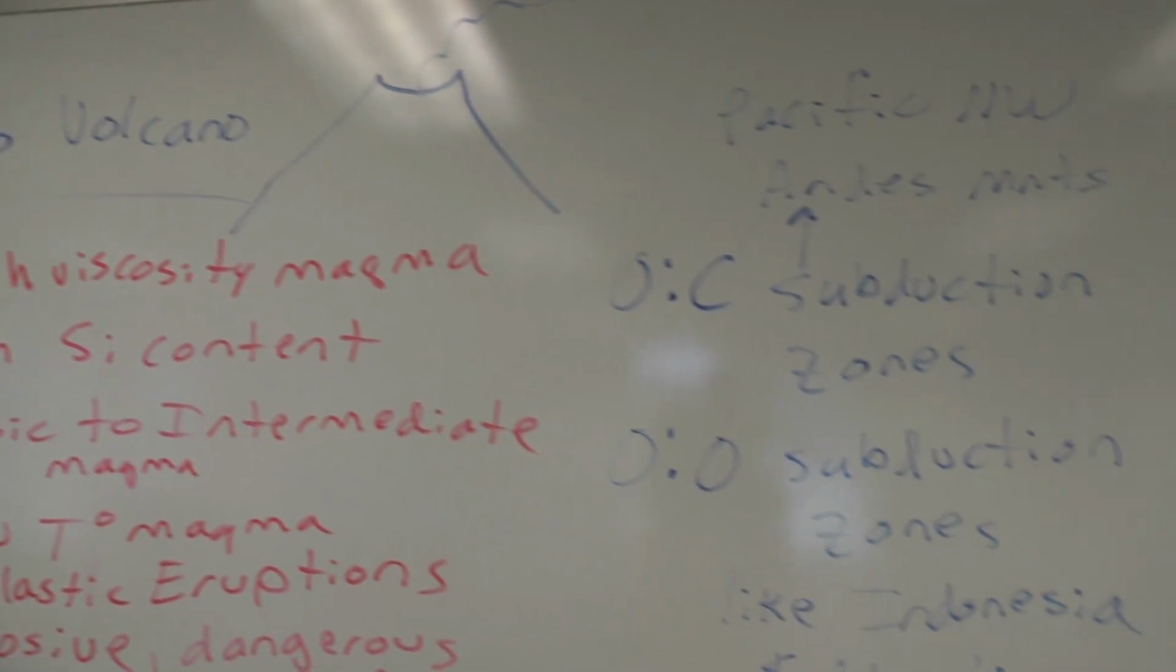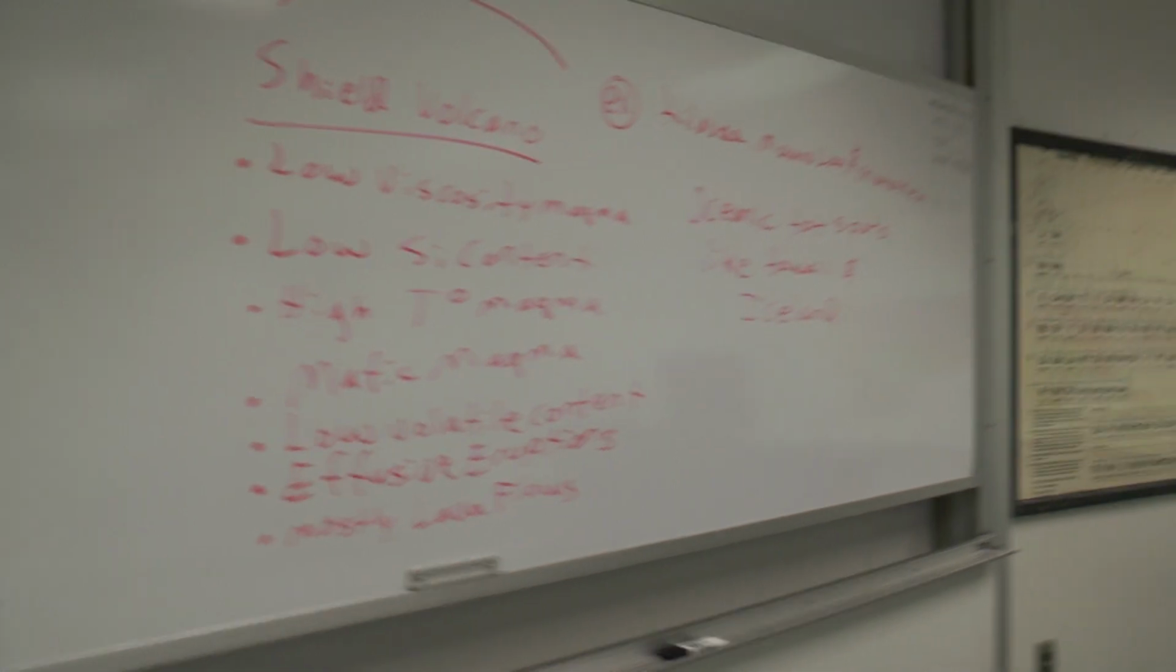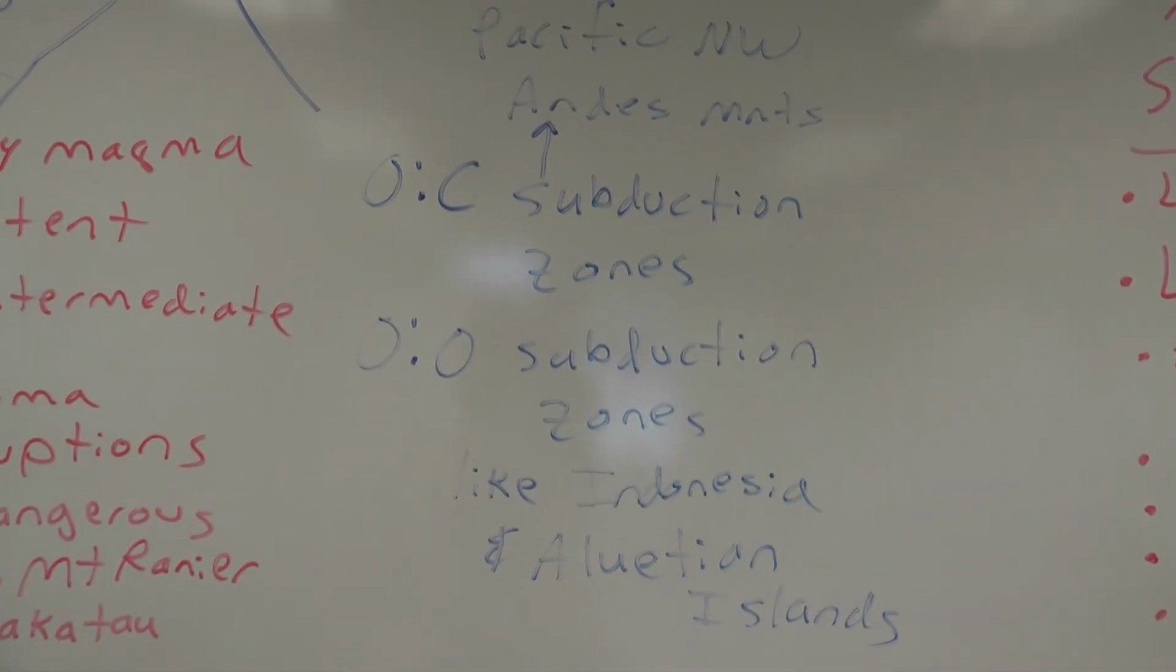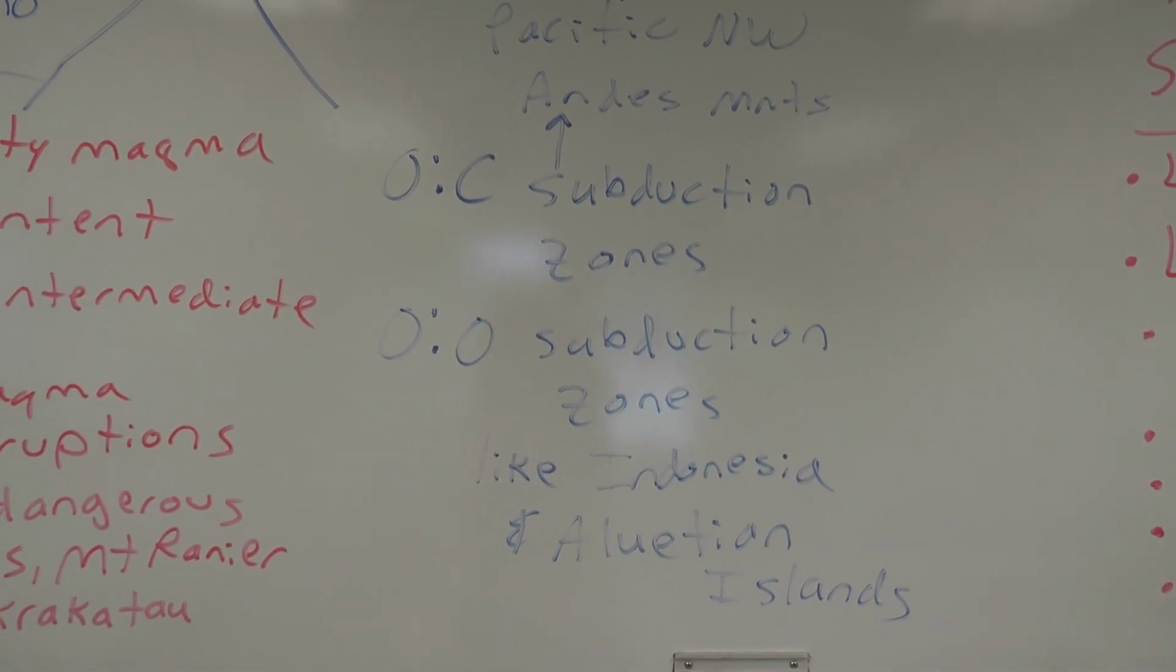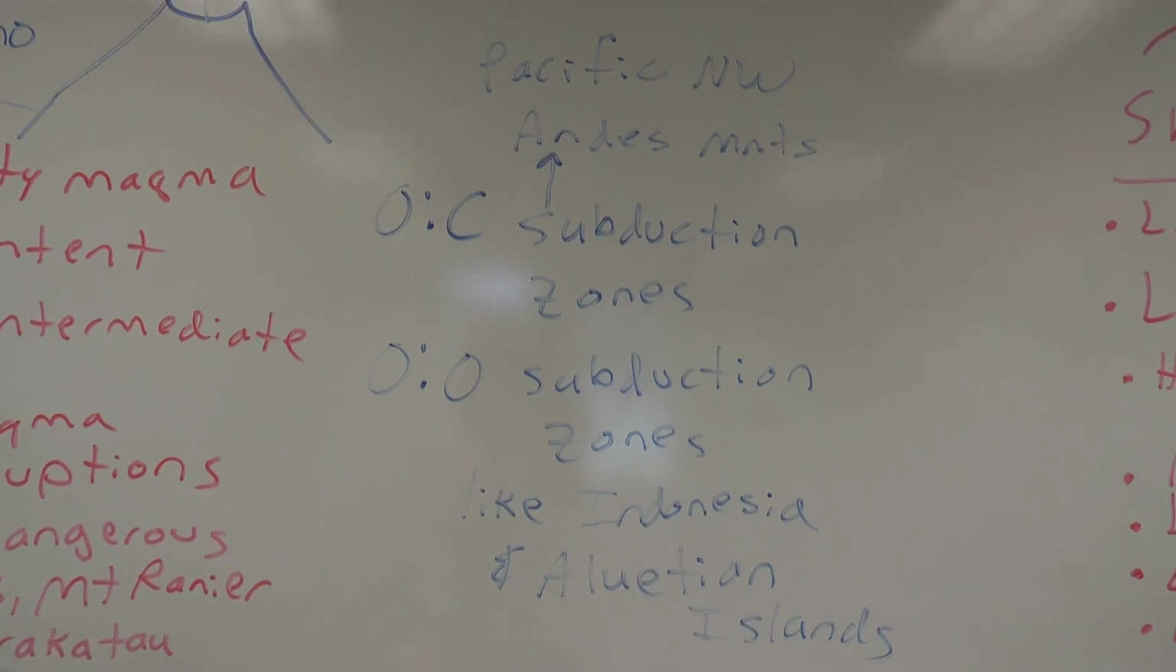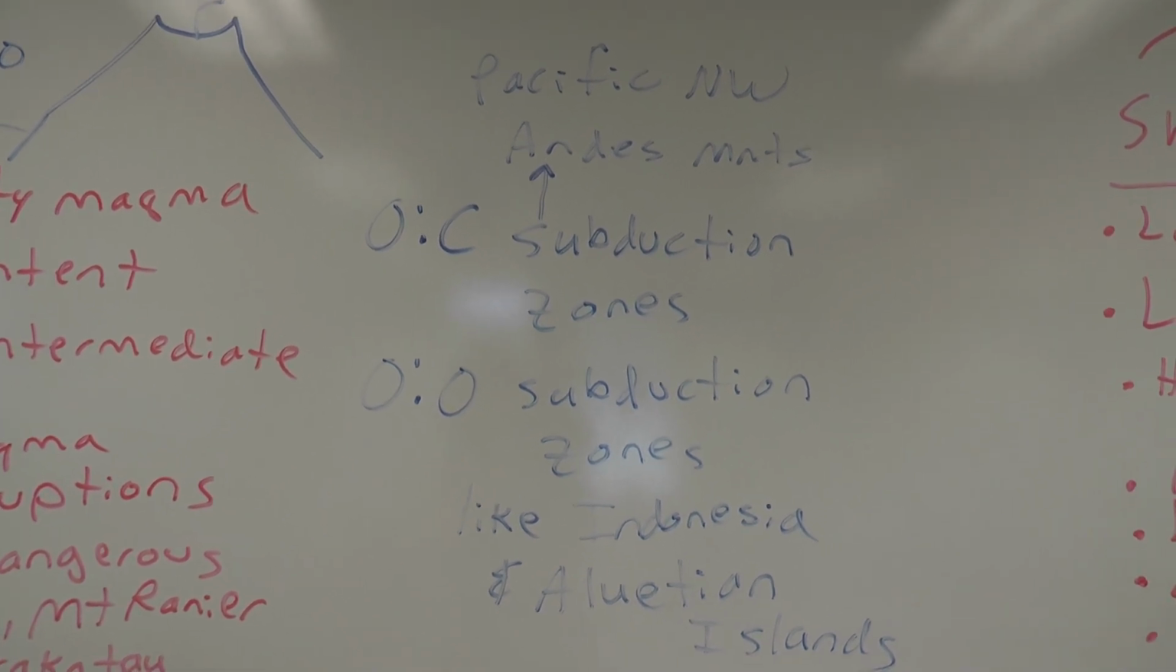So it is at these plate boundaries that we tend to find our stratovolcanoes and our really scary eruptions. All right, and if you're wondering what kind of eruptions we have at a continent-to-continent collision, I will remind you that there is no volcanism at a continent-to-continent collision, so there are no eruptions there. No active volcanoes in the Himalayas.